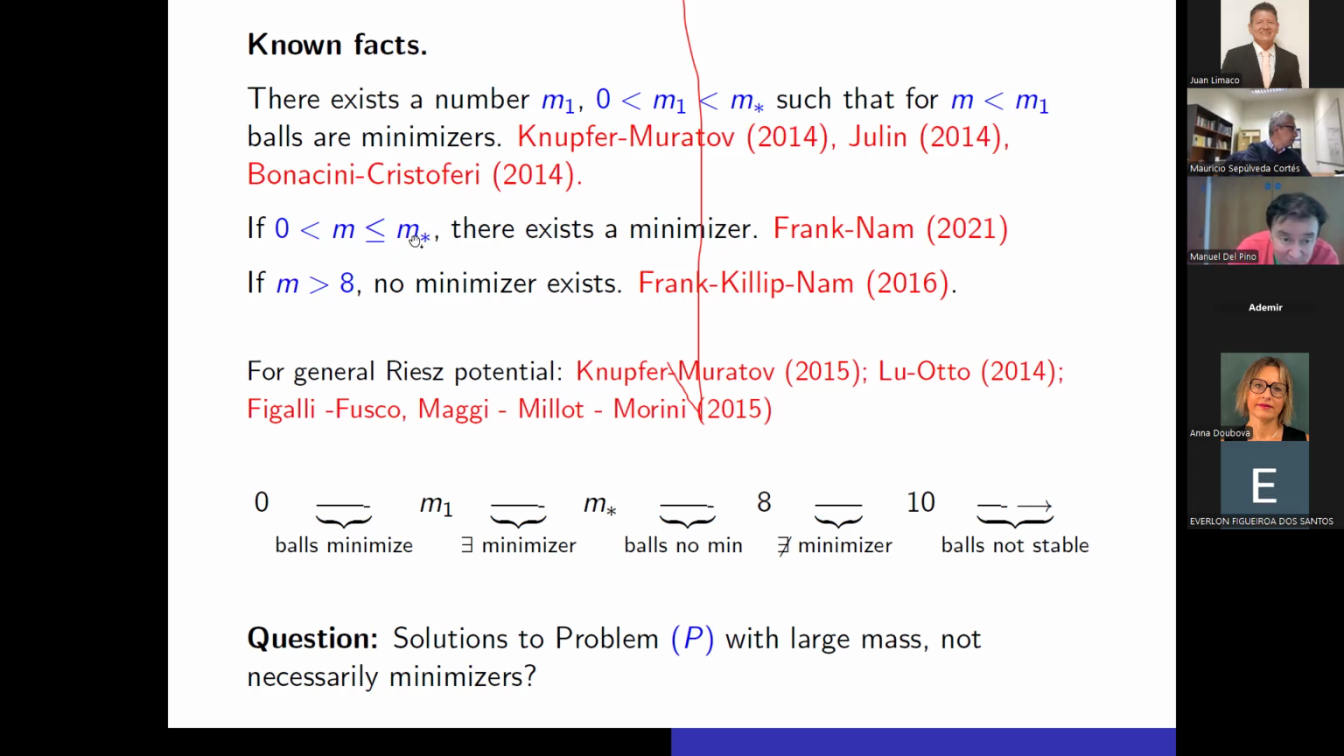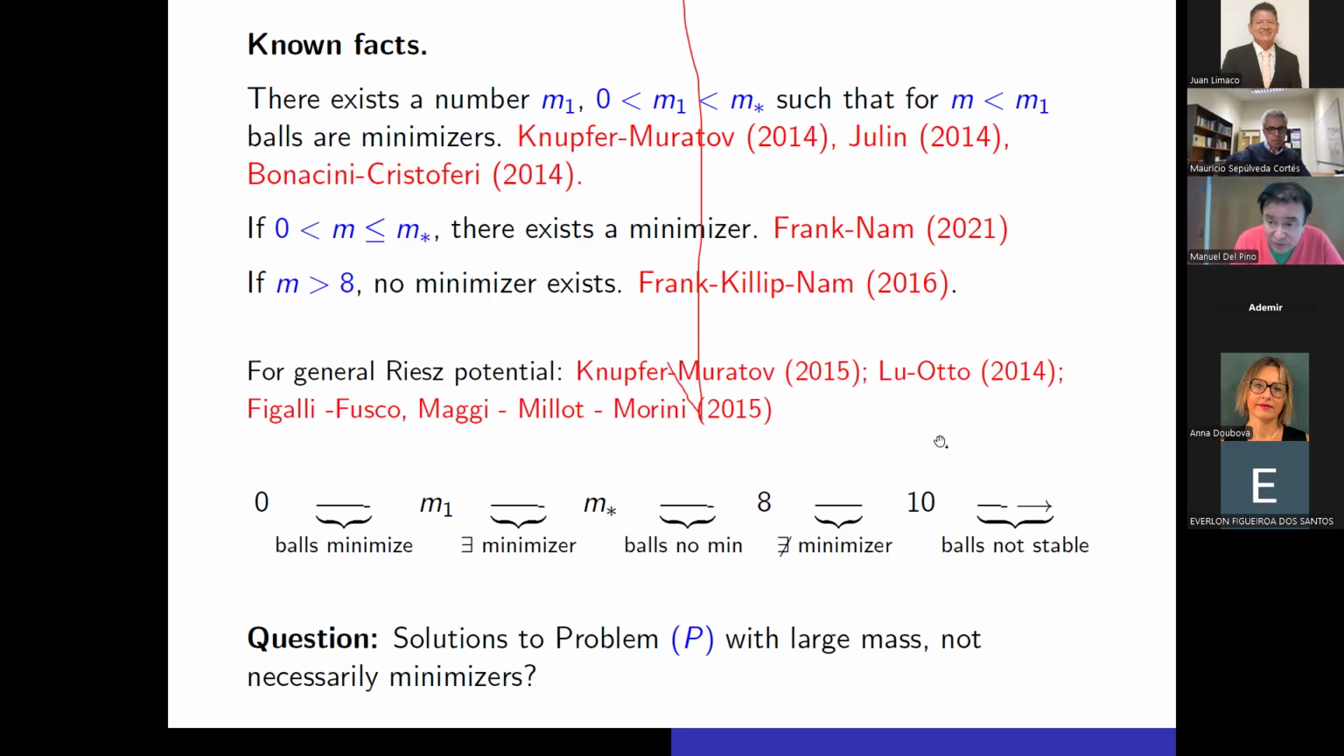Now, on the other hand, it is also known that for m less than or equal to m star, there exists a minimizer. Please observe that the existence of a minimizer, that statement does not involve the fact that minimizers are balls. So that part of the conjecture is open. On the other hand, it is also known that for large m, if m is bigger than 8, okay, 8 is another special number which is much bigger than m star. This m star, remember, was something like 3.5, okay? But if m is bigger than this specific number 8, it turns out that no minimizers exist. And this was proven by Frank, Killip, and Nam in 2016.